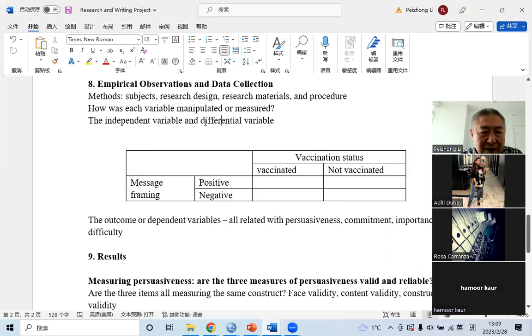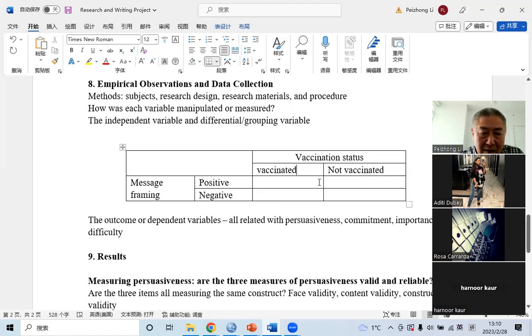So this is a differential variable, or you can call it a grouping variable. Well, both wordings are okay. You divide people into two groups according to their vaccination status. But this is not an independent variable. And these are the two variables we started with. One is an independent variable. The other one is a differential variable.